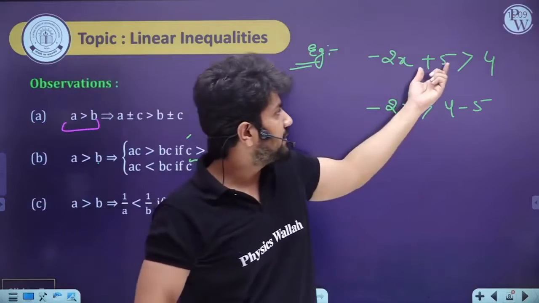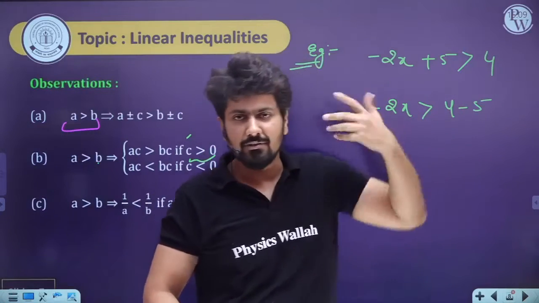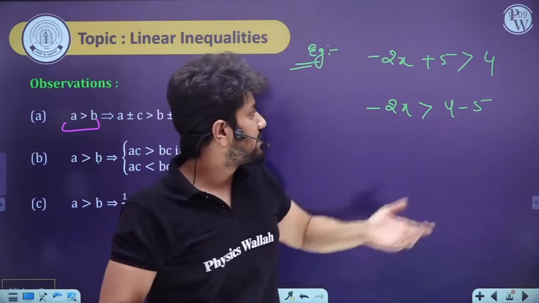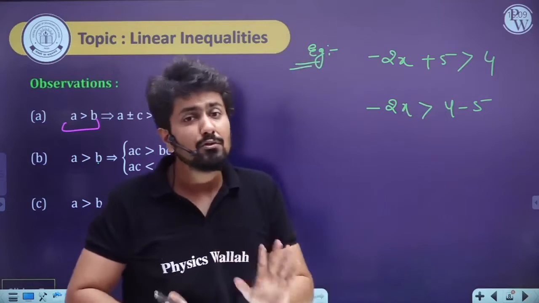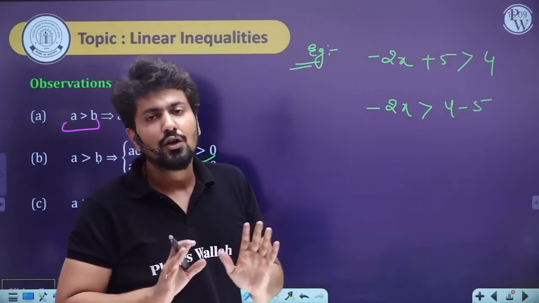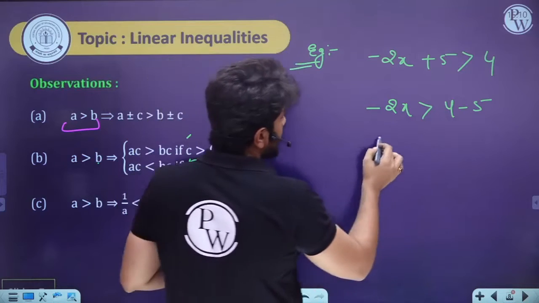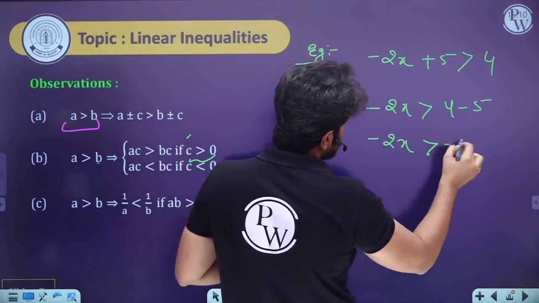Here we have 5 in the addition. If I send it to the right hand side, plus 5 will become minus 5. So we are just subtracting 4 minus 5. There will be no change in the inequality. Inequality will not change over here. Now we have minus 2x greater than minus 1.